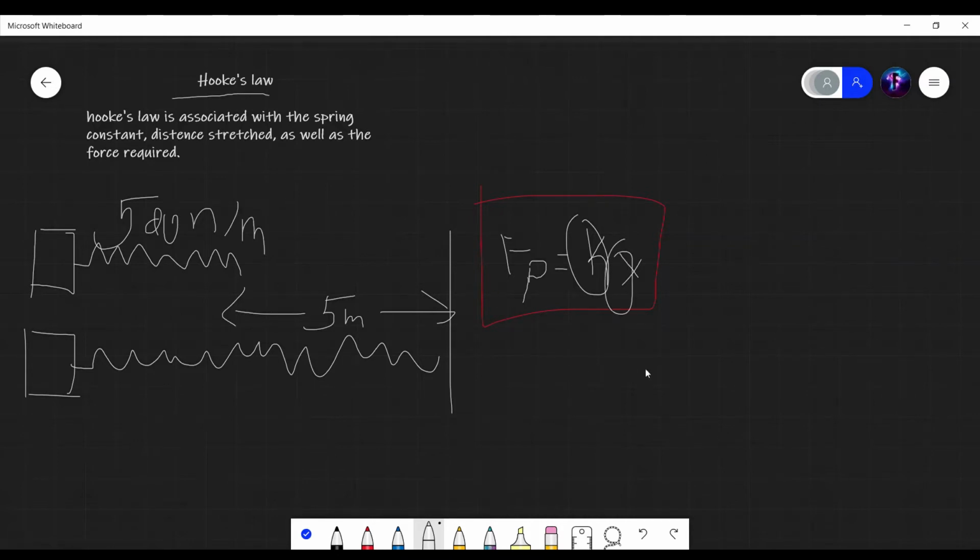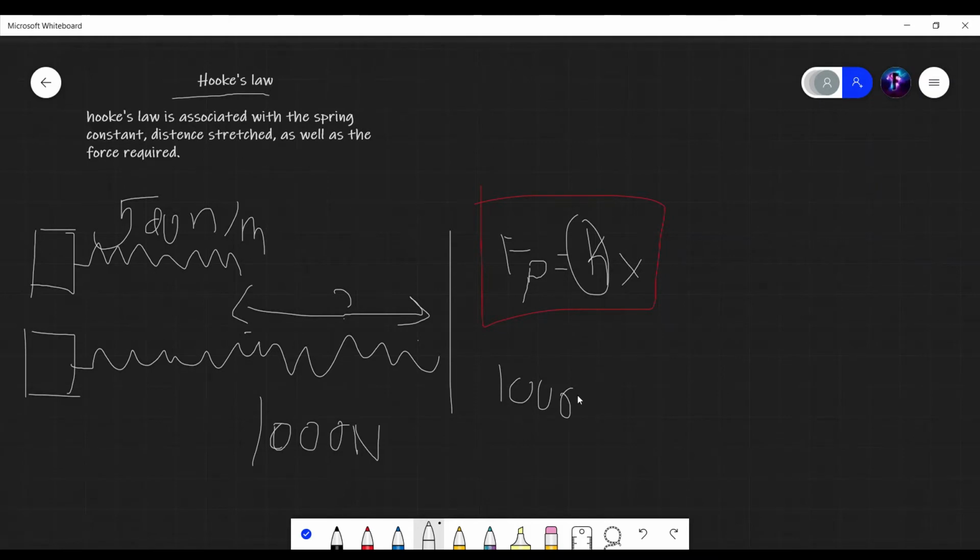What is the distance? Sorry, we don't need this, we're finding X. We want to find the distance here, and to get from here to here we apply, let's say, 1,000 newtons.